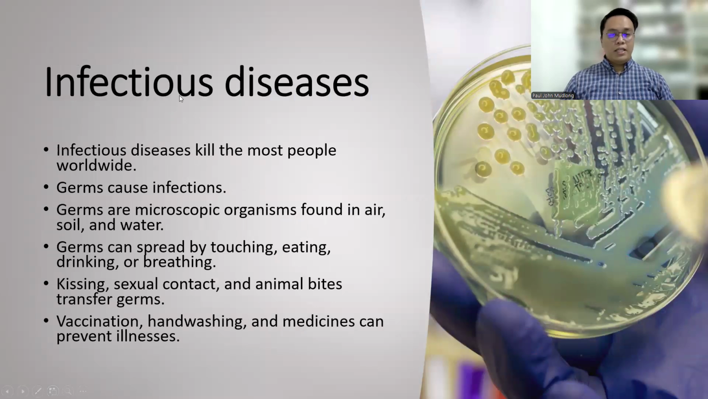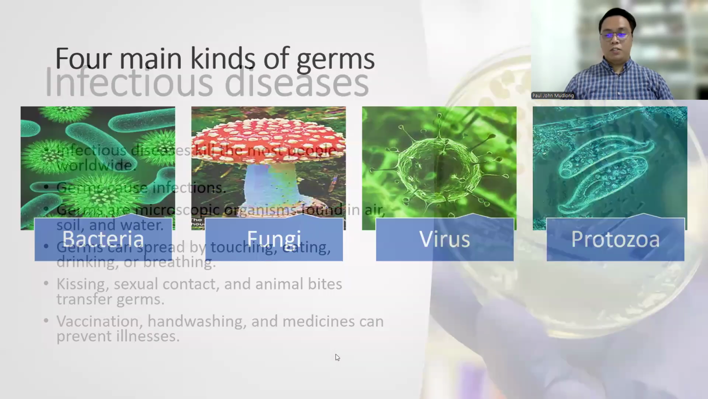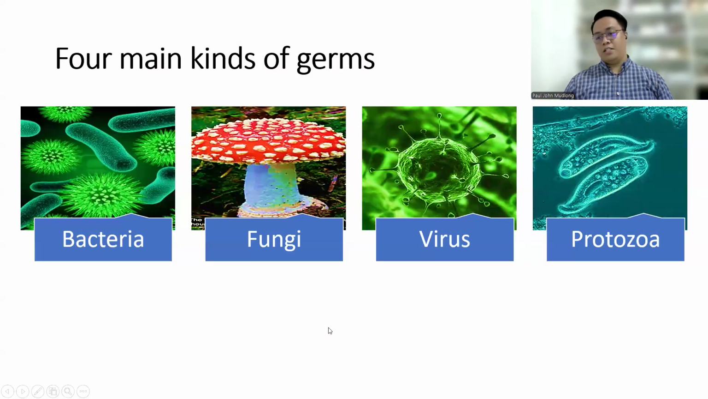So what are infectious diseases? Infectious diseases kill the most people worldwide. Germs cause infections. Germs are microscopic organisms found in air, soil, and water. Germs can spread by touching, eating, drinking, or breathing. Kissing, sexual contact, and animal bites transfer germs. Vaccination, hand washing, and medicines can prevent illnesses. We're gonna tackle all of those things as we go along.